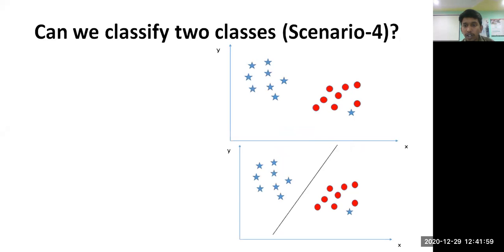Now we are having the next scenario: how to classify these two classes. Think and give me answers for this one. Now let's see how to solve this problem. How should I separate this classification between the stars and circles using a hyperplane?